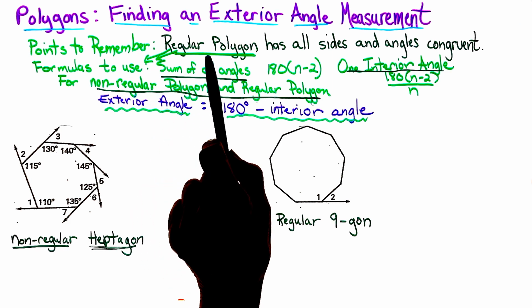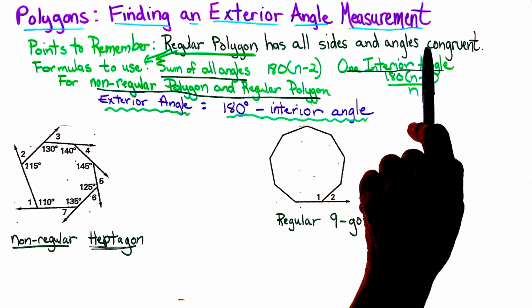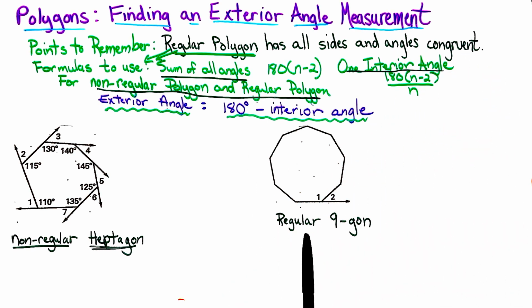If it is a regular polygon, all the sides and all the angles are congruent. So notice this second picture is an example of a regular polygon. The first one was a non-regular polygon, and it's seven-sided. It's called a heptagon.